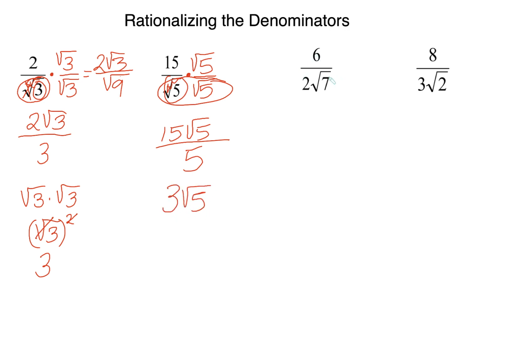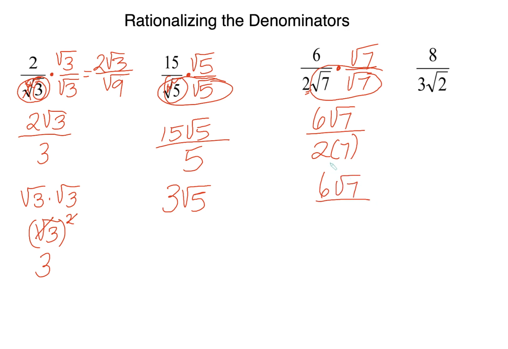I have 6 over 2 radical 7. Again, we need to rationalize. Remember, you only take the radical, so I'm not even going to touch the 2. Remember, we're rationalizing the denominator. We need to remove the radical. So radical 7 is going to multiply my numerator and my denominator over 2. And remember this, when you multiply, will give you 7. I get 6 radical 7 over 2 times 7 is 14. And when I divide each of them by 2, I get 3 radical 7 over 7.